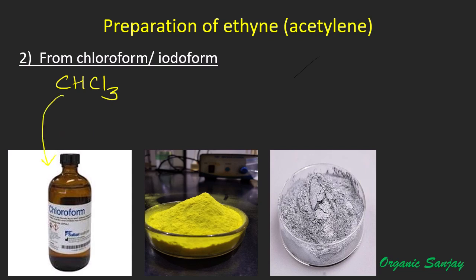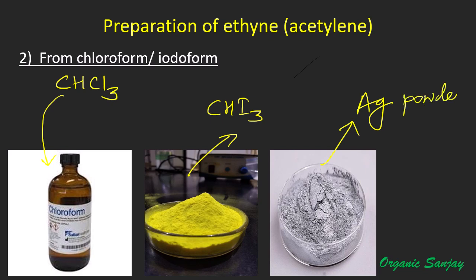It is a colorless liquid. Generally it is kept inside a brown bottle in the lab. And this is the picture of iodoform, CHI3. Chloroform is CHCl3 and iodoform is CHI3, and iodoform is a yellowish solid. And you may be wondering, what is this? This is silver powder.